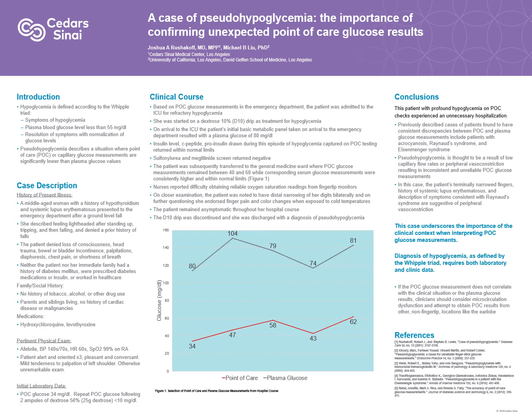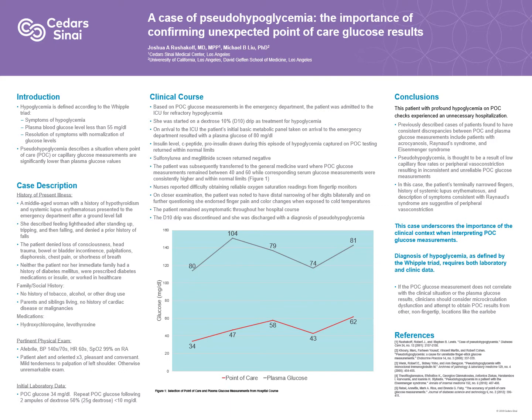Before jumping into the case, I wanted to review a few definitions. First, hypoglycemia is defined by the Whipple triad, which involves three things: symptoms of hypoglycemia, low blood glucose levels, and resolution of those symptoms with a normalization of glucose levels. On the other hand, pseudohypoglycemia describes a phenomenon where there's discordance between the point-of-care glucose measurements and the plasma glucose values. And now on to the case.